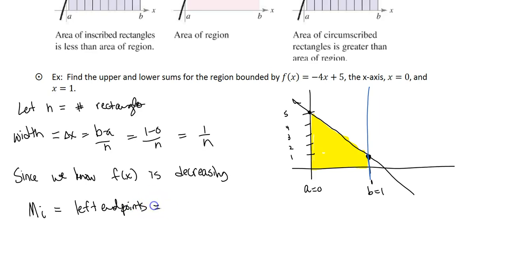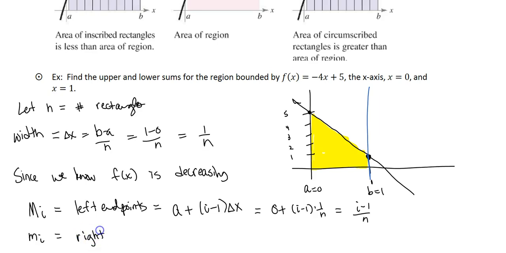Now the cool thing about left endpoints, if you know it's always a left endpoint, there's actually a formula to find that. These are going to be a plus I minus 1 times delta x. This assures that we start at a. So in this case that would be 0 plus I minus 1 times 1 over n, or I minus 1 over n. And we're going to let our little m sub I be the right endpoints. And they have a formula as well. That's going to be a plus I delta x. So that would be 0 plus I times 1 over n, or I over n.